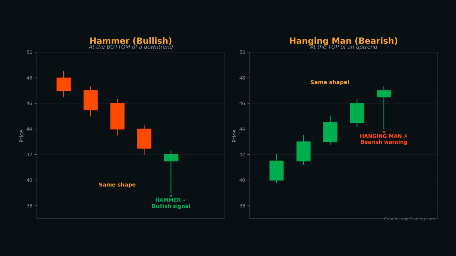How to trade it. This one needs confirmation more than the others. Wait for a red candle the next session. If that next candle closes lower, then you enter on the break of the hanging man's low. Stop above the hanging man's high. Target 2 times risk.